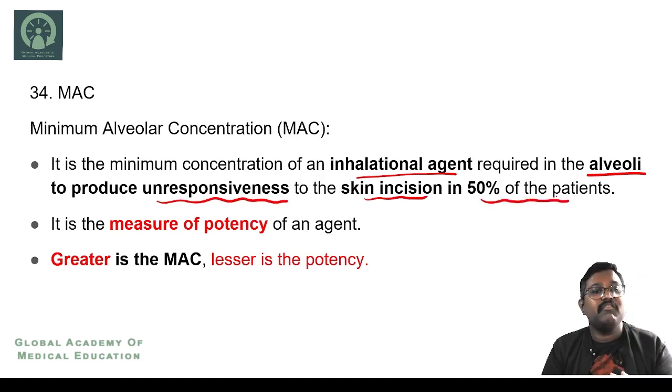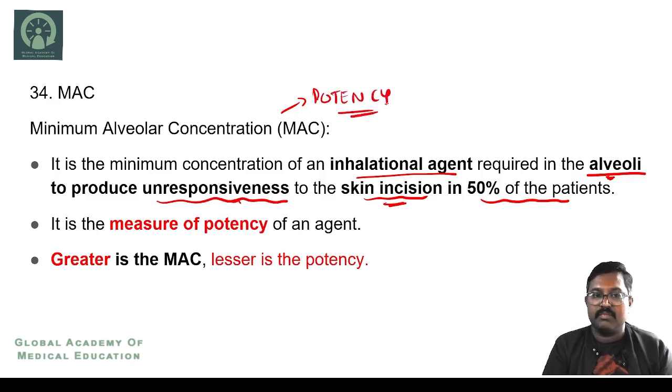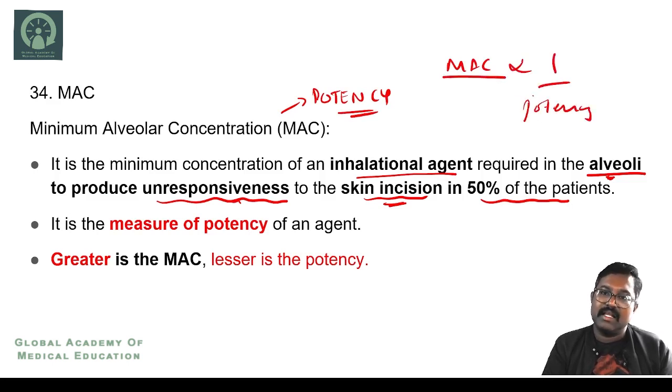So it is the minimum alveolar concentration of inhalational agent that has to be present in the alveoli to produce unresponsiveness in 50% of the patients following the skin incision. So basically it is the measure of the potency. Please remember, it is the measure of the potency. So MAC is inversely related to the potency. Greater the MAC, lesser the potency, and lesser the MAC, greater the potency. Is that clear?